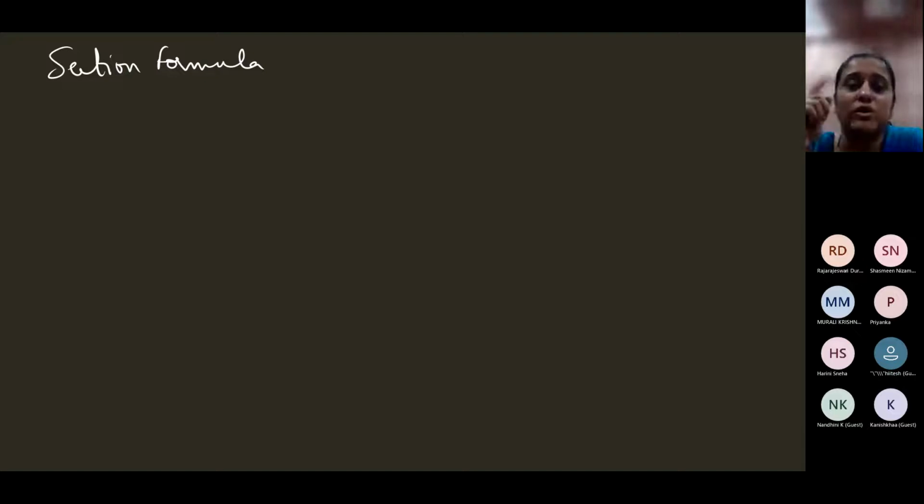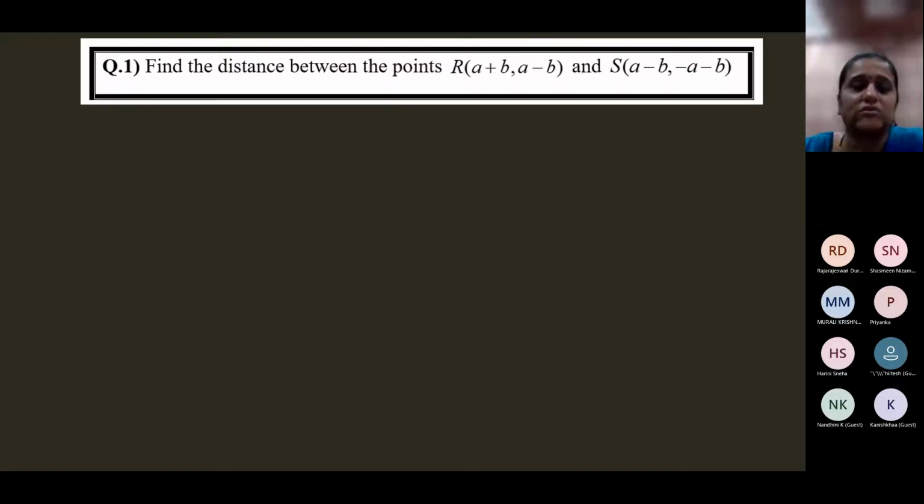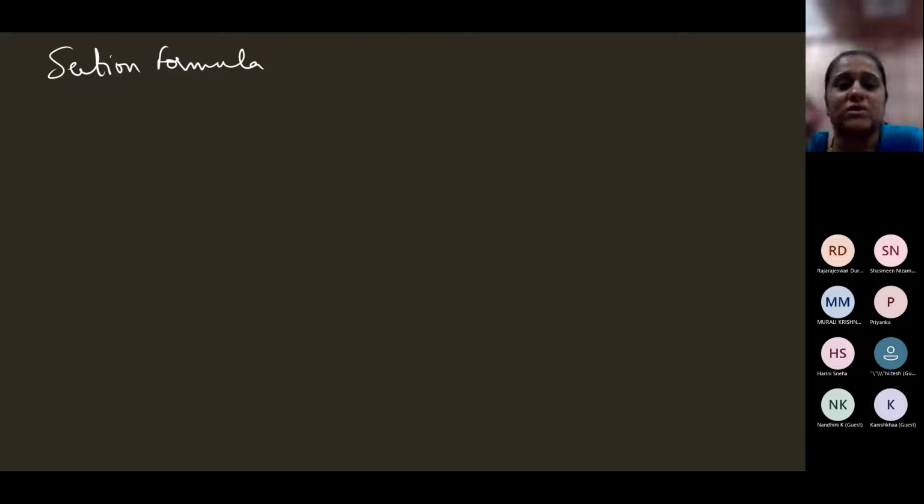Some point P. You want to find the address of P. That is, you want to find the x coordinate and the y coordinate of P. You can use a section formula. So for that, some specific information will be given to you. To use the distance formula, you need to know the coordinates of the ends of the line segment. So for the section formula, you need specific information. We'll see what that is.